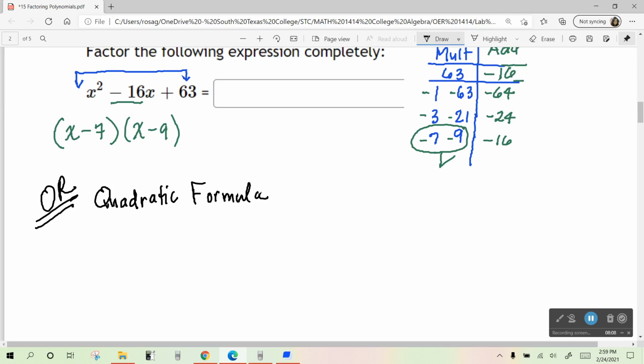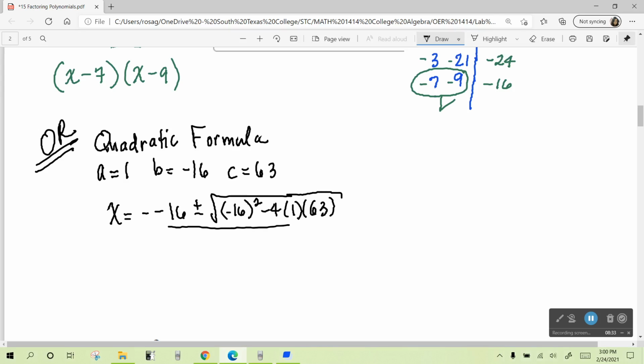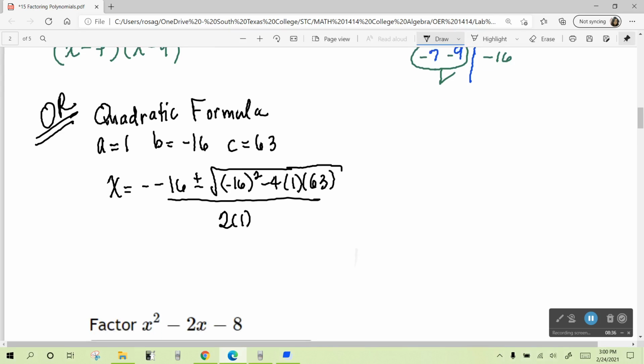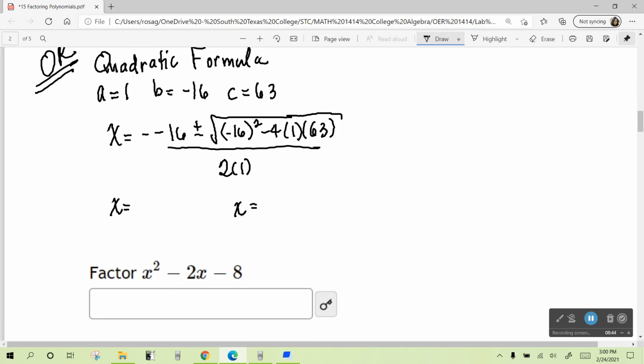Do the quadratic formula. So it would be A equals 1, B equals negative 16, and C equals 63. Then I plug them in the formula. Basically get the answers. You're going to get 7 and 9.